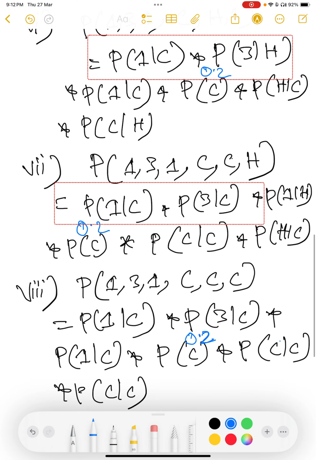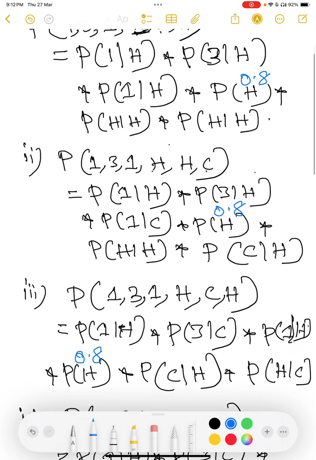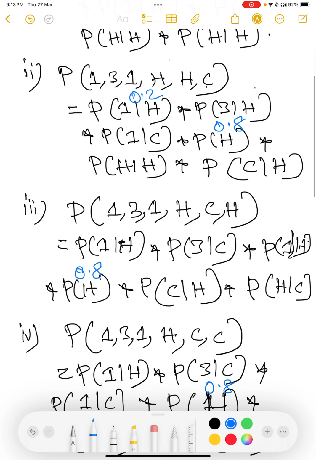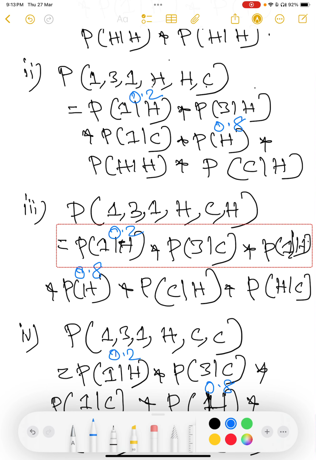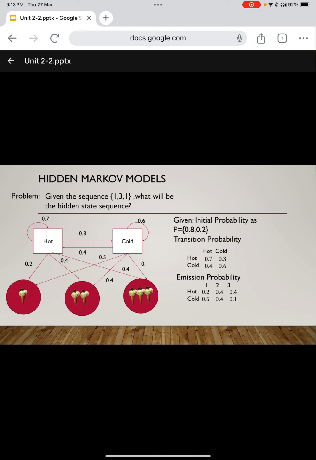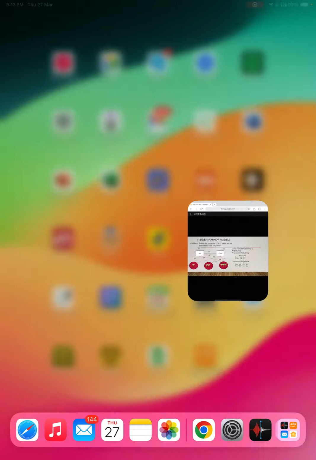Now we have to find one given C, one given H. One given H is 0.2. We have to substitute this. And what about one given C? One given H is 0.2, and three given C is 0.1.